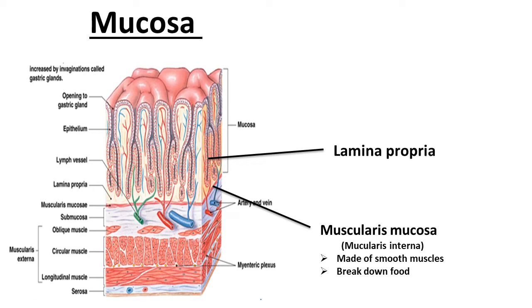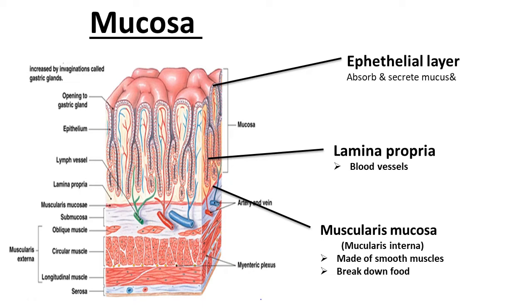The second layer is called lamina propria. It contains blood vessels. And the uppermost layer inside the mucosa is called the epithelial layer. This layer comes in direct contact with the food particles. It absorbs and secretes mucus and digestive enzymes.